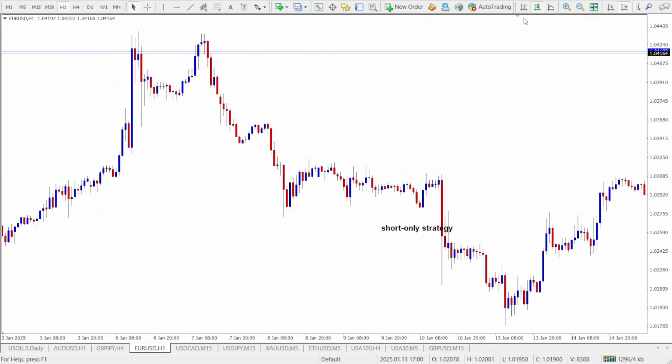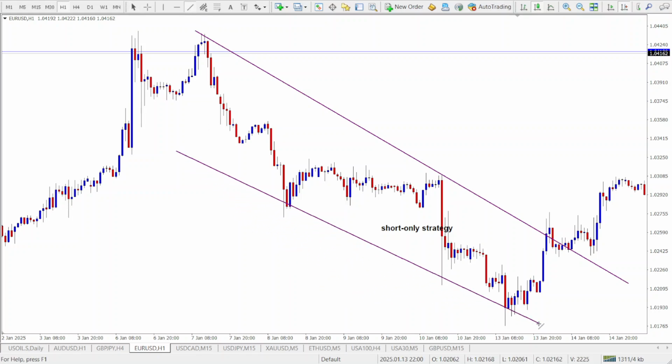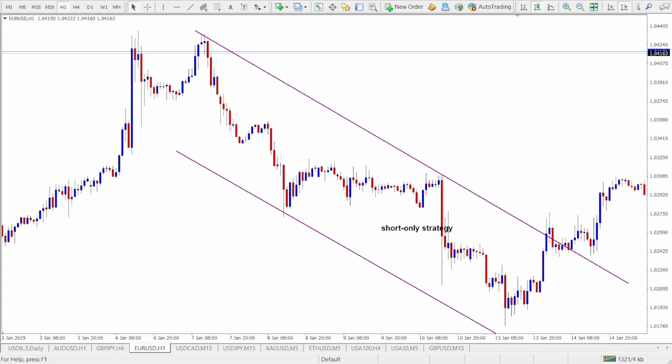You have to identify a strong bearish trend, and as you can see in this particular example, we have a strong bearish trend here. Now after you have identified the bearish trend, you want to look for consistent lower highs and lower lows on the chart, like what I just found here. These are classic signs that the market is trending down.